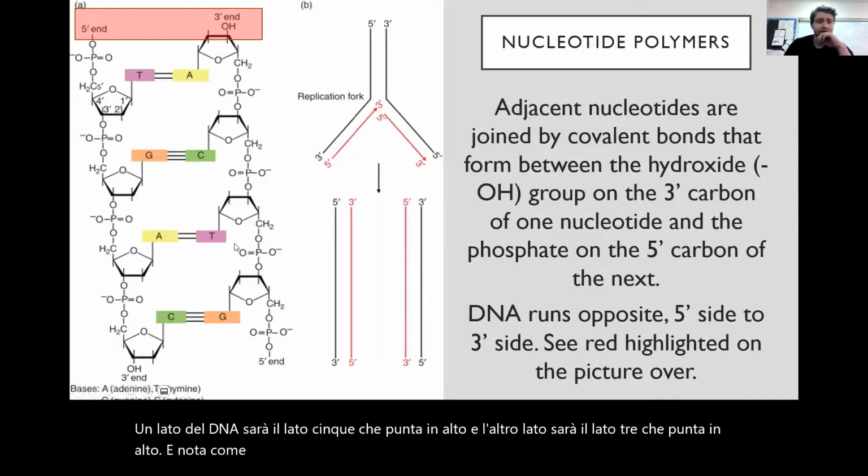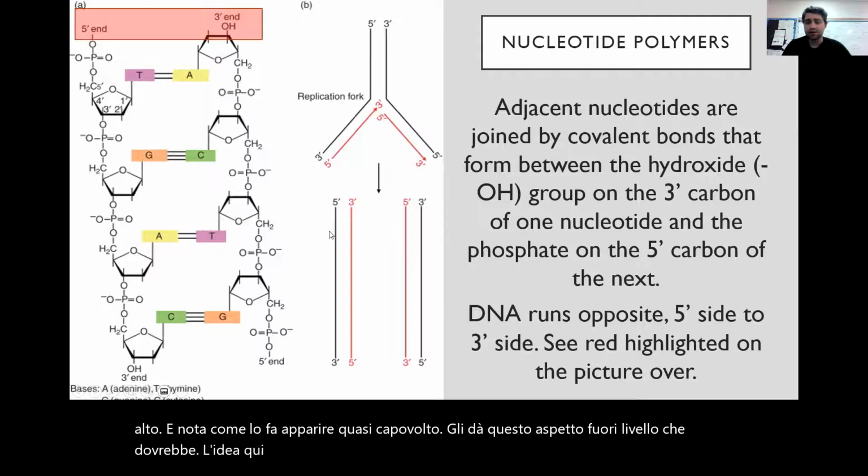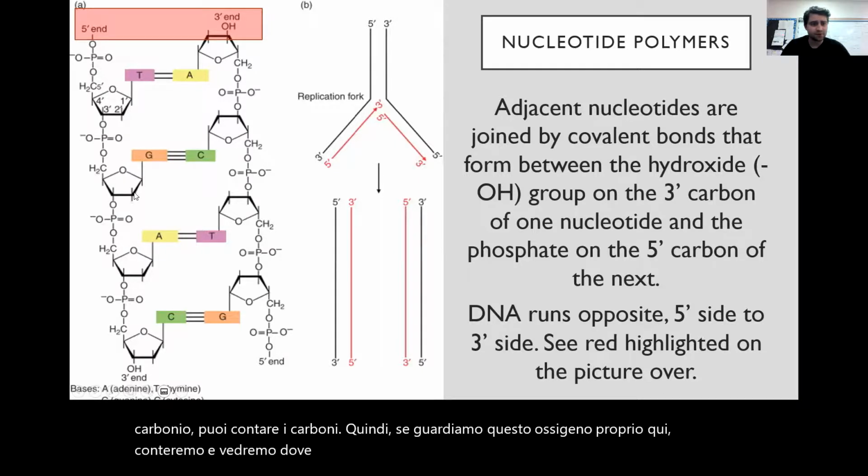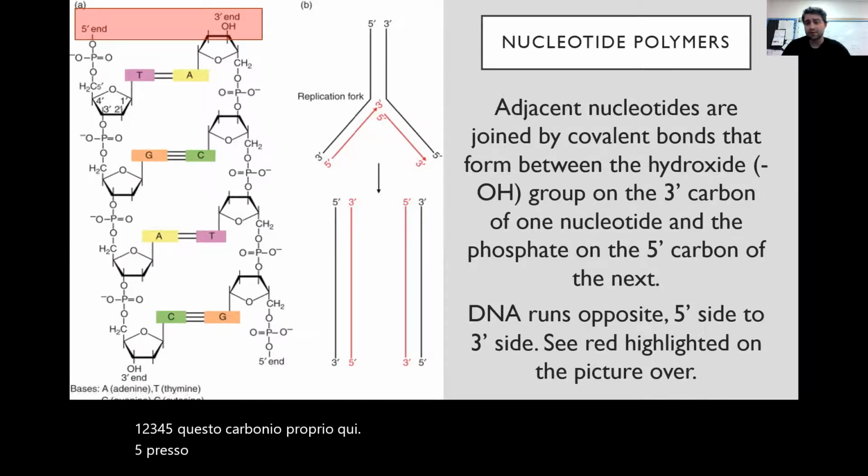It's supposed to. The idea here is that with the 5 carbon on chemical molecules with a carbon skeleton, you can count the carbons. So if we look at this oxygen right here, we are going to count and see where it connects to the phosphorus group. 1, 2, 3. 3 end. 1, 2, 3, 4, 5. This carbon right here, 5 end. That is what we mean by 3 and 5 end. Notice how they run opposite to each other.